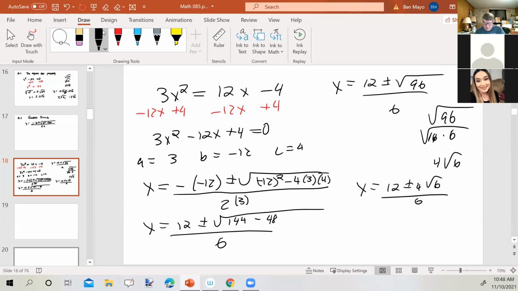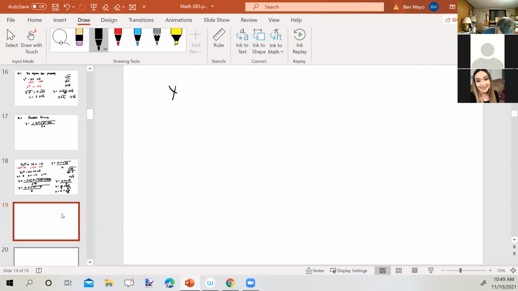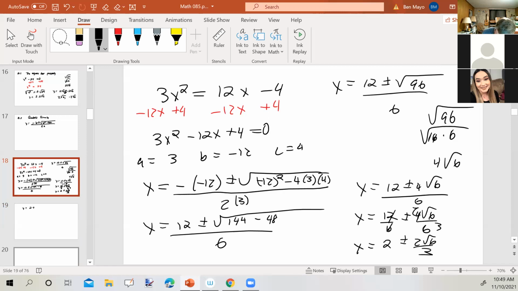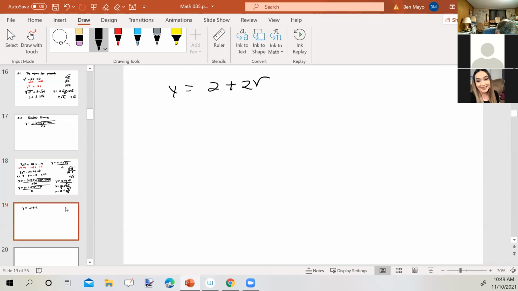Everything's even, so I could reduce this down. X is 12 over 6 plus or minus 4 square roots of 6 over 6. So x is what? 2 plus or minus 2 square roots of 6 over 3. Okay. And so then I could split that up and I'd have x equals 2 plus 2 square roots of 6 over 3, and x equals 2 minus 2 square roots of 6 over 3.